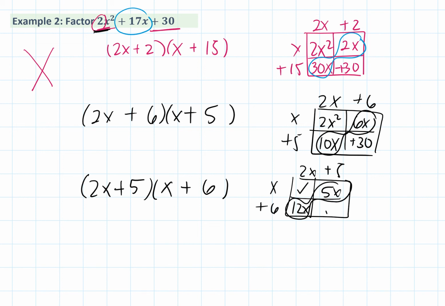We got 2x squared and 30 by design, so we're really just checking this middle term. By guessing and checking until we find the right combination of numbers, 2 and 15 were never going to work, but I should have tried flipping if I thought that might be better. So the right combination of numbers and also the right order.